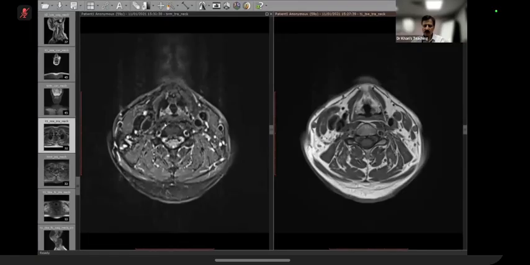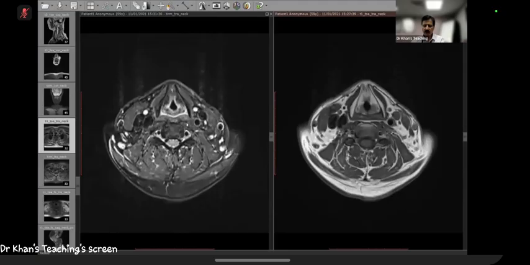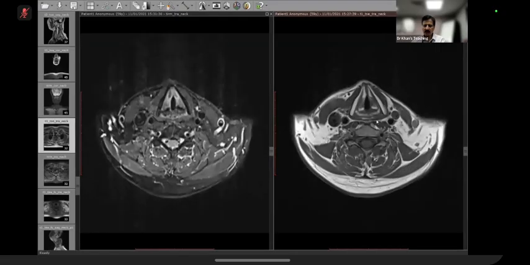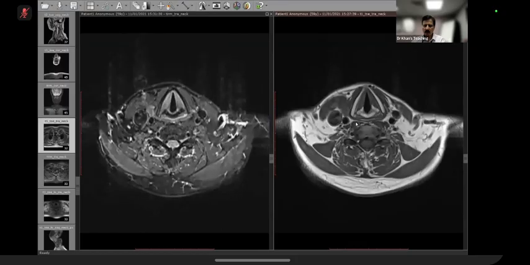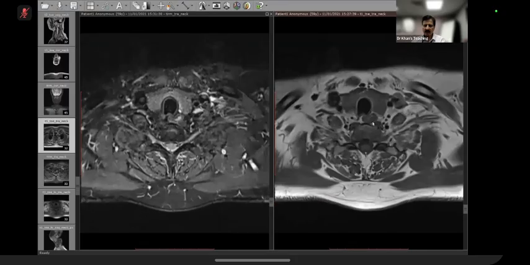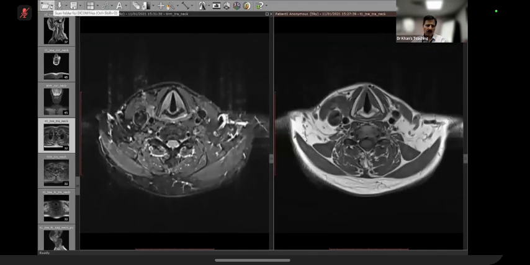If you see on the STIR sequence, you can see it as a black line, which tells you that it is fat saturated. So this is the fat, just touching the prevertebral muscle. I've gone into the larynx here. So still fat and fat. So I'll show you a case of effusion.